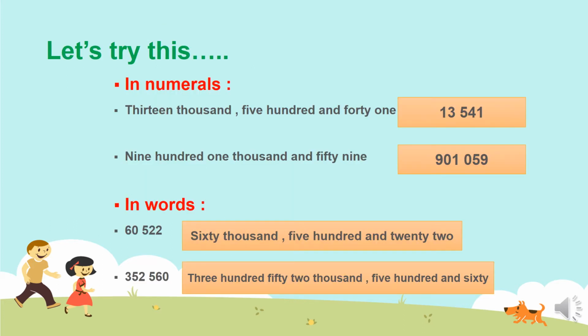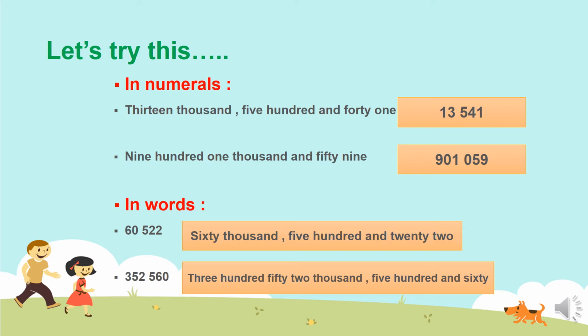Now let's try this. The first question is you have to write this number in numerals. First one, 13,541. The number should be 13541. That means 13,541. Second question, 900,1059. It should be written like this, 901059, 900,1059.